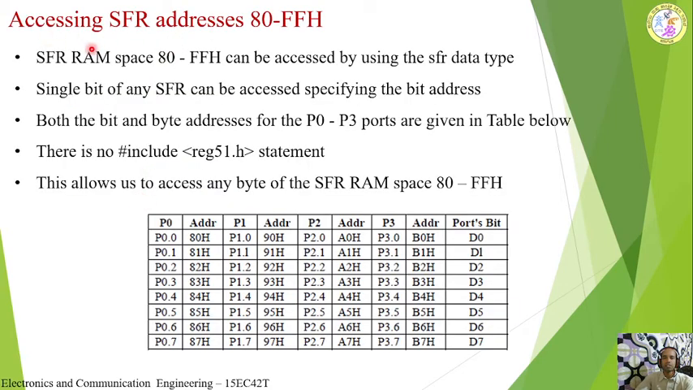First of all, we shall take how to access SFR addresses from 80 to FFH. We know that from the memory location 80 to FFH, we have special function registers, and some of the special function registers are bit accessible as well as byte accessible. So SFR RAM space from 80 to FFH can be accessed by using the SFR data type. If I want to access any special function register by using C programming, then I must use the keyword SFR. SFR is the data type.